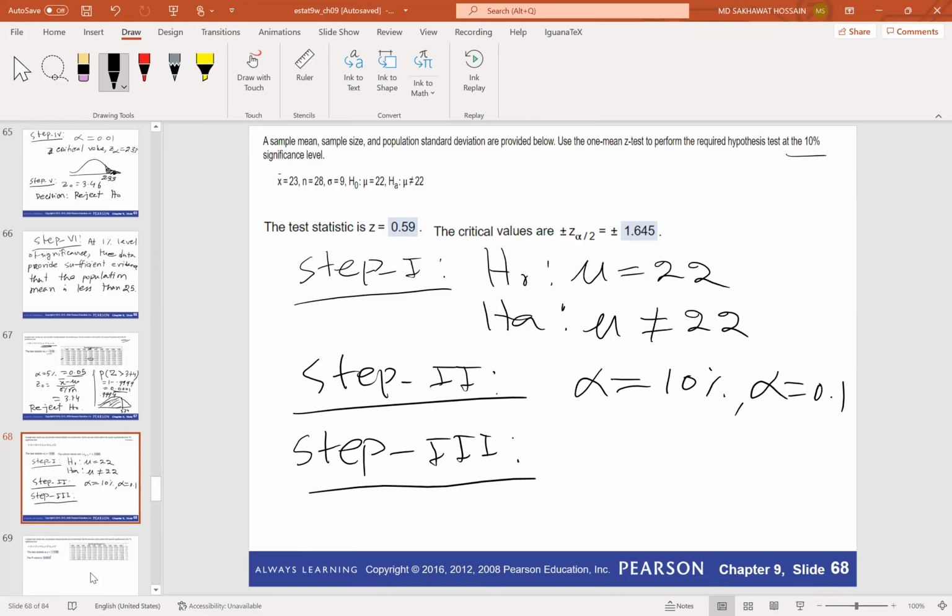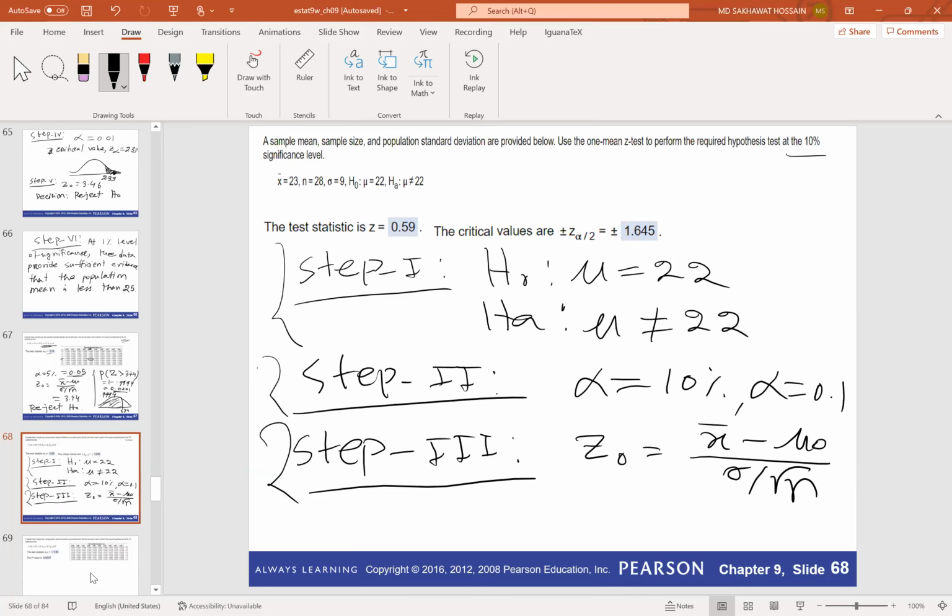For any hypothesis test, left tail, right tail, or two-tail test, these three steps are the same. First you write the hypothesis, then determine the alpha value, then in step 3 you calculate the test statistics. You will be using the same formula for any test, right tail or left tail, it doesn't matter. The difference is step 4, when you find the critical value.